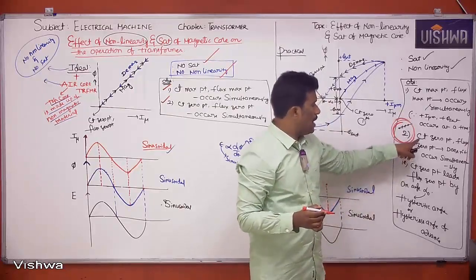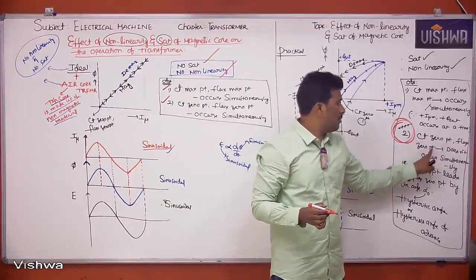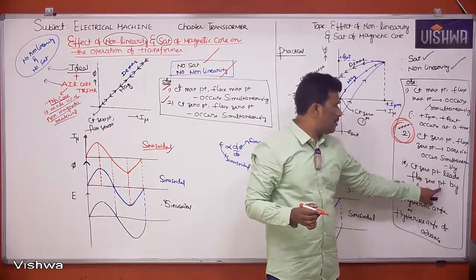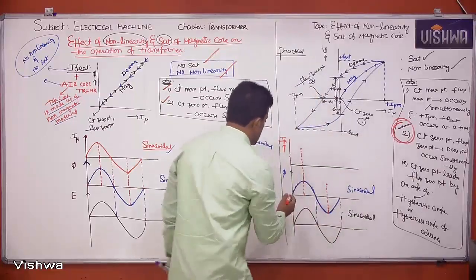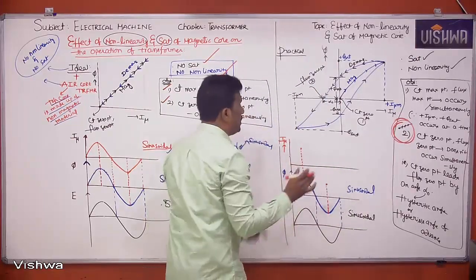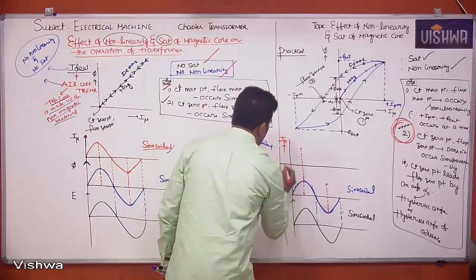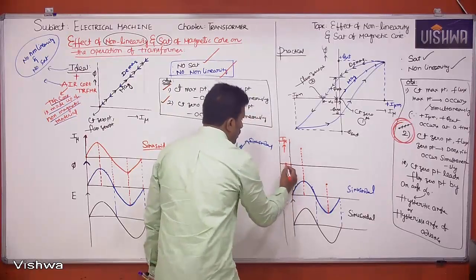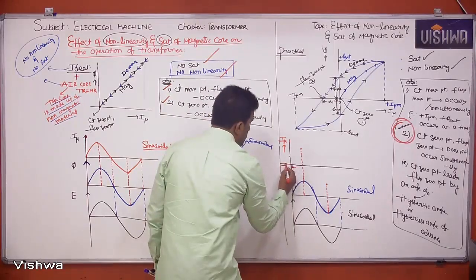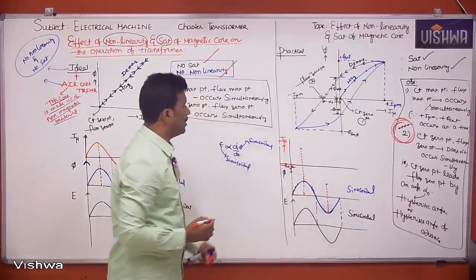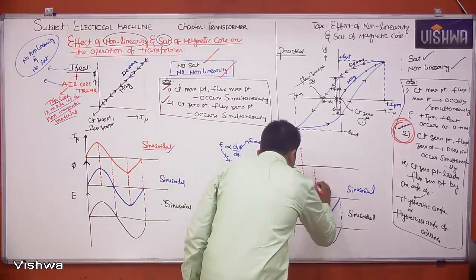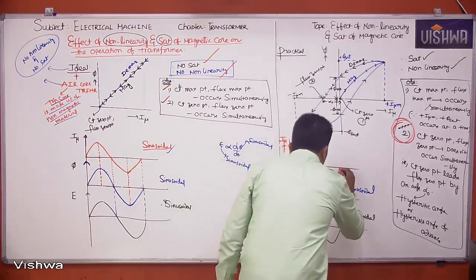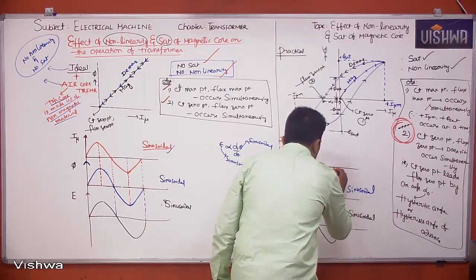Current zero point and flux zero point do not occur simultaneously. Which one is leading? Current zero point leads flux zero point by an angle alpha naught. So this is the flux zero point and this is the current zero point. They are not occurring simultaneously. The current zero point leads the flux zero point by an angle alpha naught. Therefore, this is your current zero point, and this is your flux zero point.